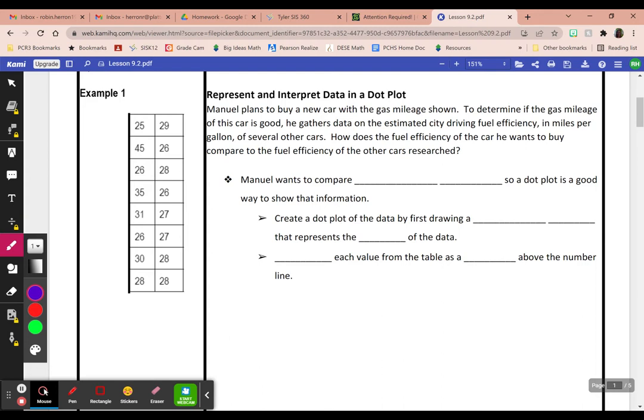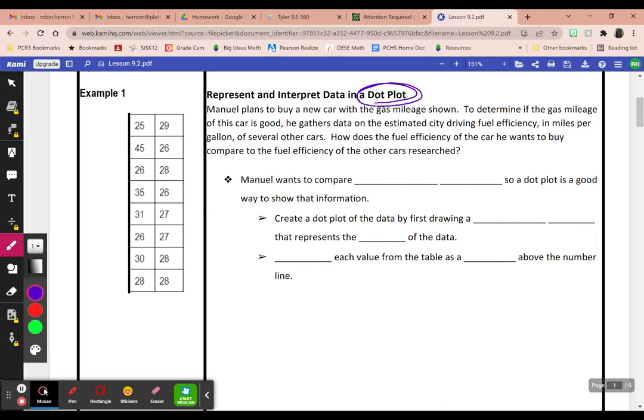Okay, so first one, example one says Manuel plans to buy a new car with the gas mileage shown. To determine if the gas mileage of this car is good, he gathers data on the estimated city driving fuel efficiency in miles per gallon of several other cars. How does the fuel efficiency of the car he wants to buy compare to the fuel efficiency of the other cars researched?